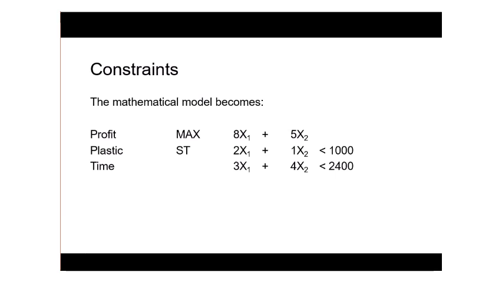So 3 times the number of space rays, x1, plus 4 times the number of zappers, x sub 2, cannot exceed 2400 minutes. We had 40 hours, 60 minutes per hour, 2400 minutes. So we need to keep all the measurements consistent, so hours have to become minutes. If we talk in production in minutes, we have to talk about the constraint in minutes.